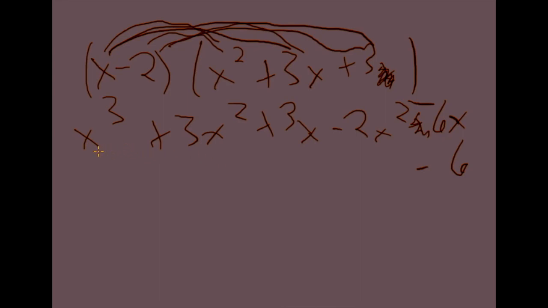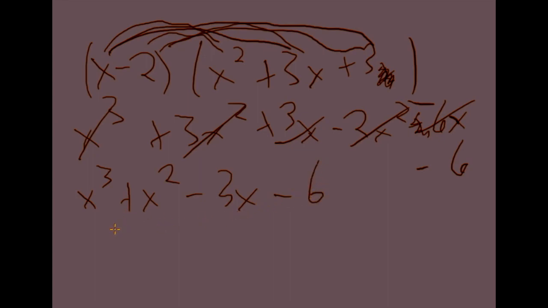Put that down there. Now we add together like terms. X to the third doesn't have a like term. 3x squared and negative 2x squared makes plus x squared. And then what I like to do is when I combine a like term, I cross it out. Right? And then so we cross those out, and then we got 3x and negative 6x, which is going to make negative 3x, and then we have minus 6. And there is our answer.